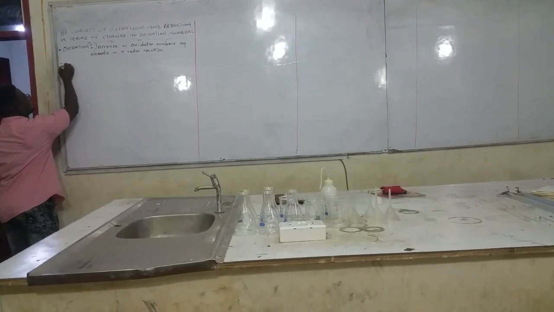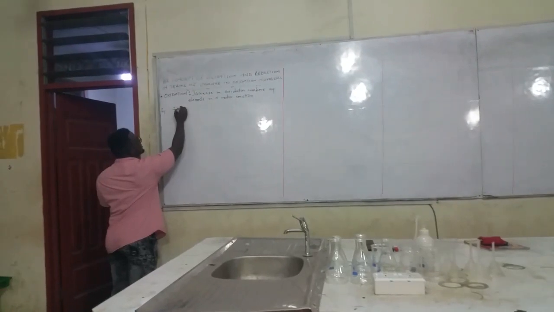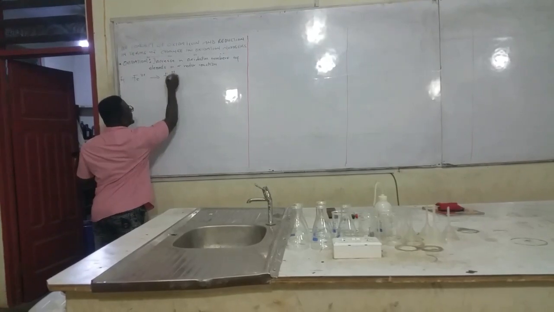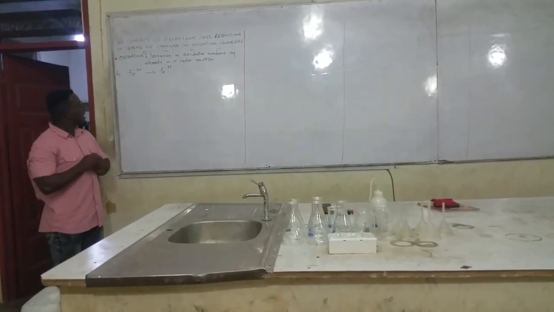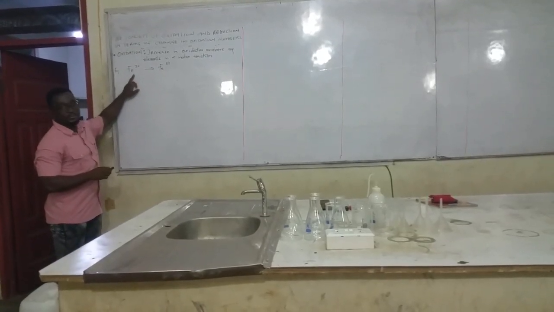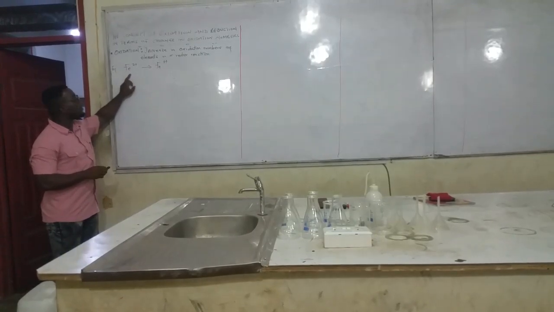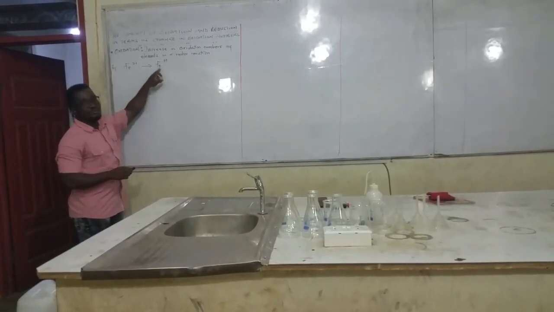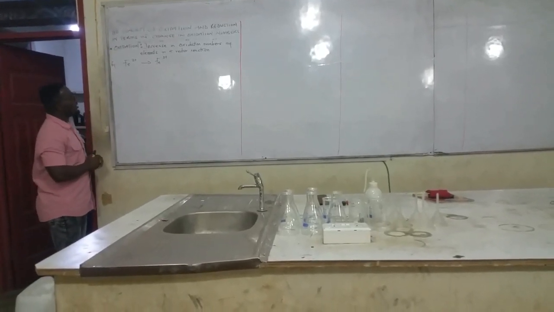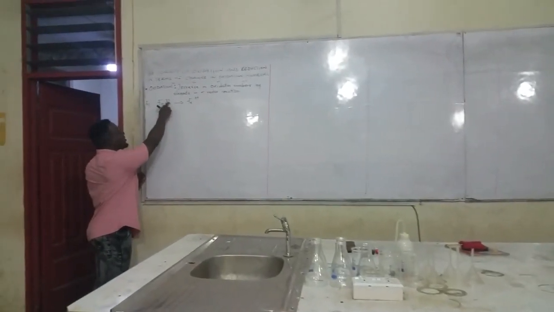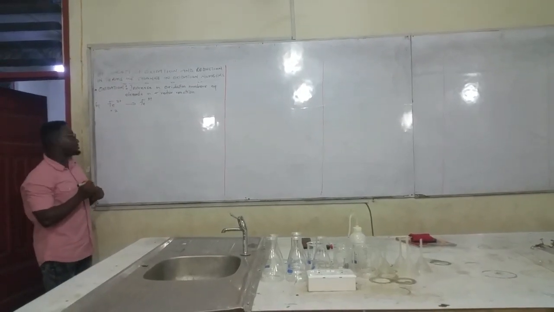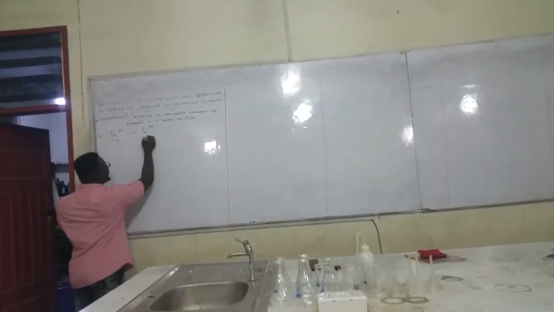For example, we can have Fe2+ produces Fe3+. Now, this is iron 2 ion. Produces iron 3 ion. Now, what can we see over here? We can technically see that the oxidation number for iron 2 over here is plus 2, and over here is plus 3.